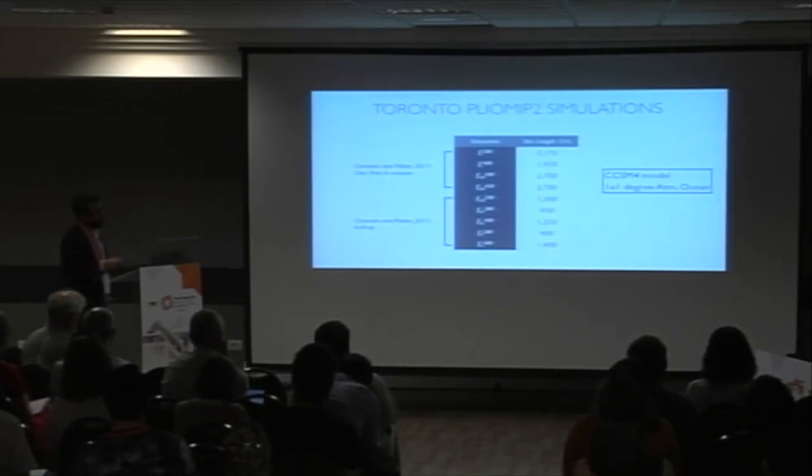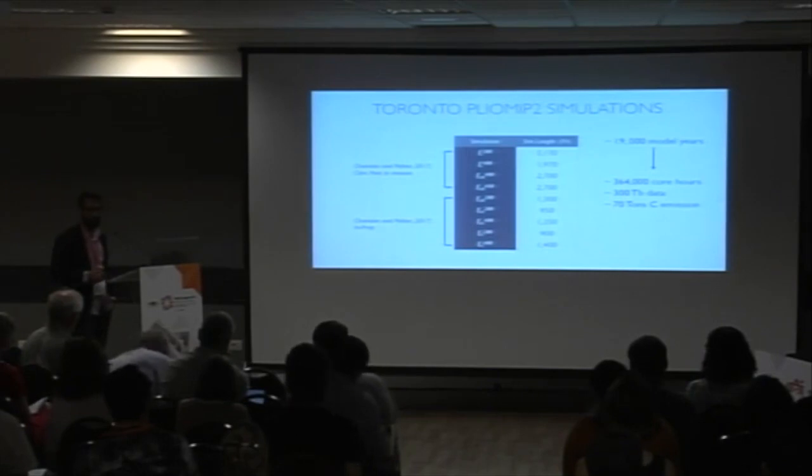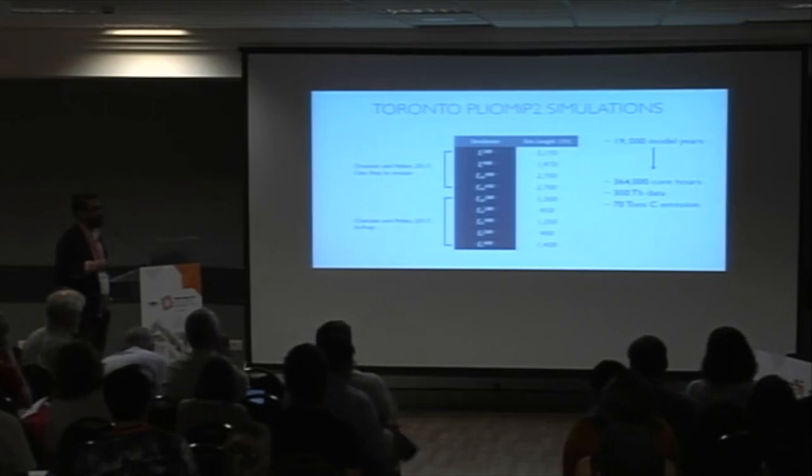These are some very extensive calculations with a 1 degree model. This is not T31. This has amounted to 19,000 model years of simulation, which is almost like doing a full PMIP deglaciation experiment with 1 degree resolution. This is the most extensive modeling effort at any university ever undertaken. This has cost about 364,000 core hours of simulation time and produced 300 terabytes of data.